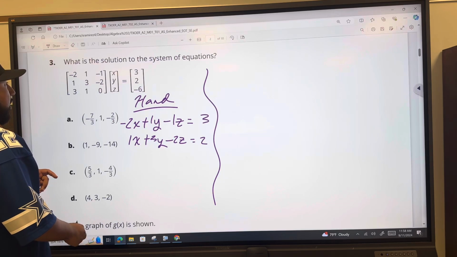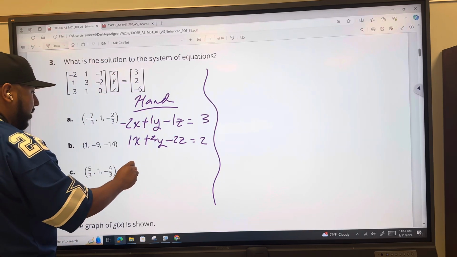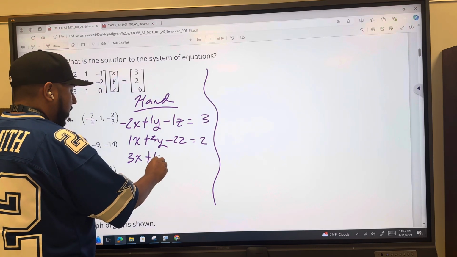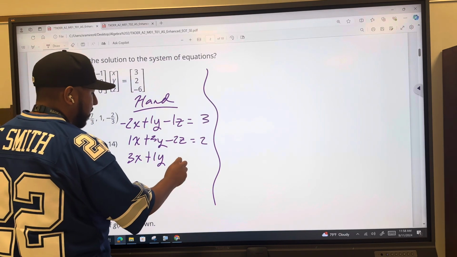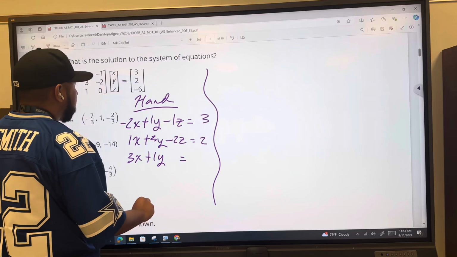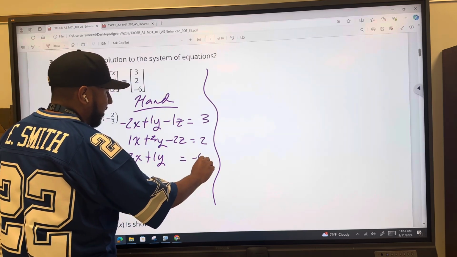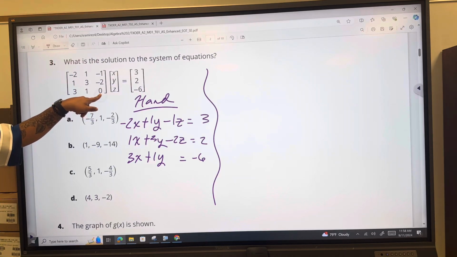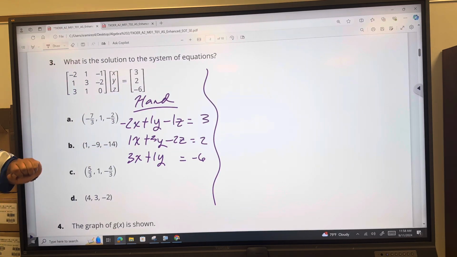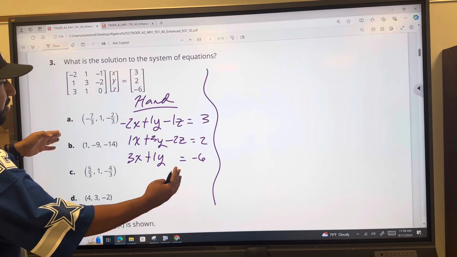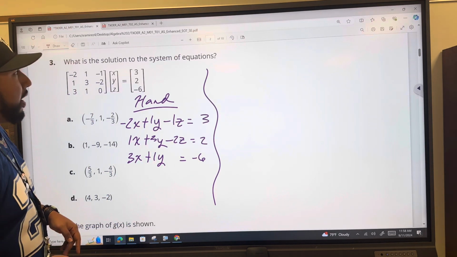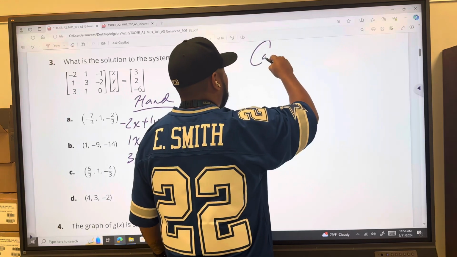Okay. Last thing, column, row, 3x plus 1y, and there's no z, equals negative 6. Why is there no z on this third equation? Because that's a 0 right there. I don't need to put anything there since it does not exist. And I challenge you to do this by hand because we just did it on the previous problem. But for time's sake, we're gonna use a calculator.